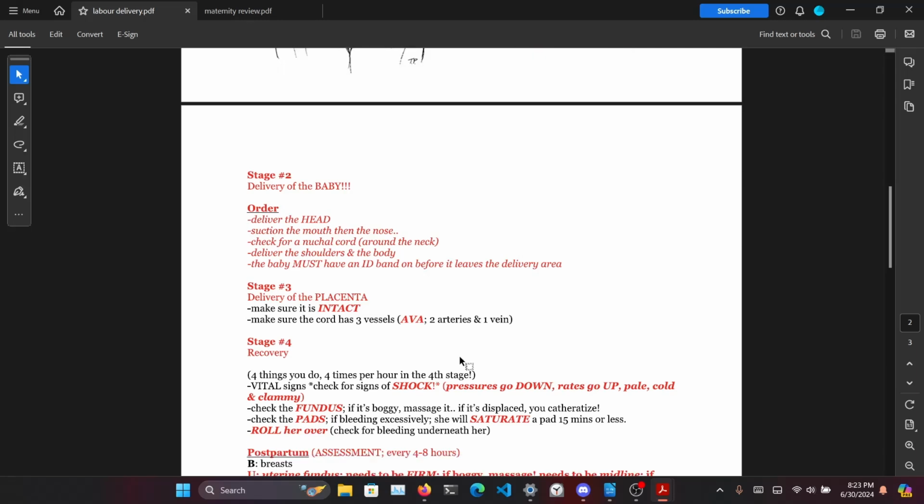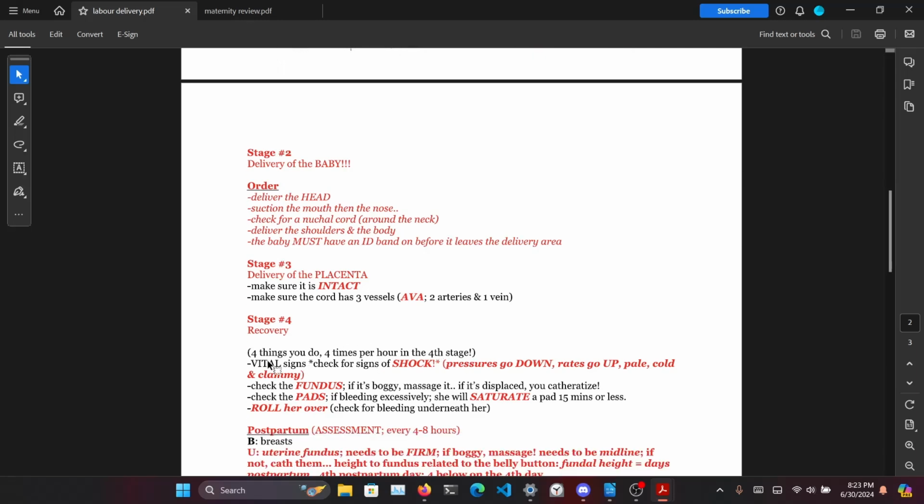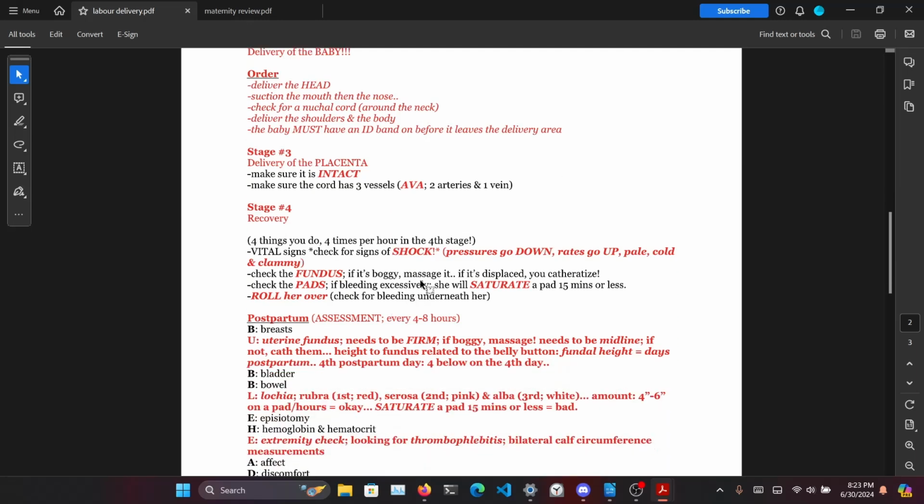Then the last stage is the fourth stage, that is the recovery stage. It's a very important stage. Four things you do 4 times per hour in the fourth stage. So in 1 hour you will do these 4 things 4 times. Vital signs check: you have to check for signs of shock. If blood pressure is going down, heart rate is going up, and the mother looks cold, clammy and pale, it's a concerning sign, a sign of shock. You have to inform the MD.